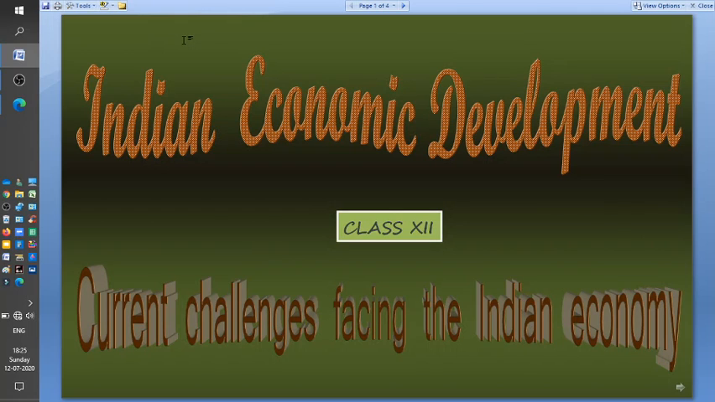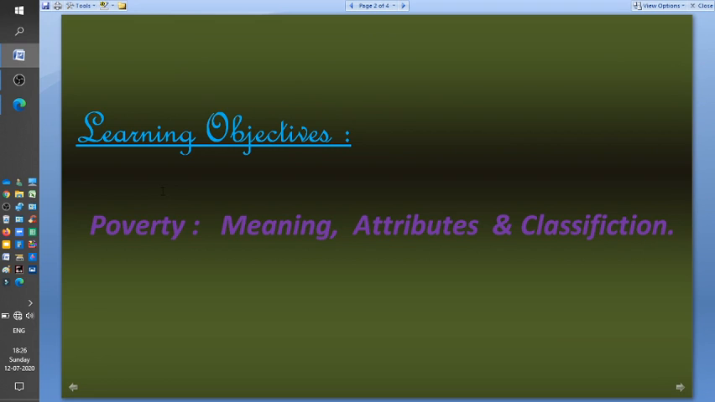Welcome to this third unit of the syllabus on Indian economic development. Here in this unit, you'll learn about the challenges that our country is facing today. And the first challenge that we are going to discuss, which is the fourth chapter from the textbook, is on poverty. So here you learn about the meaning of poverty, its attributes, and how we can classify, divide different types of poverty.